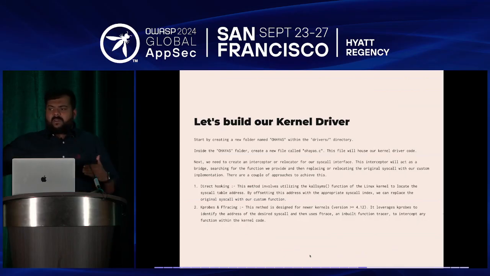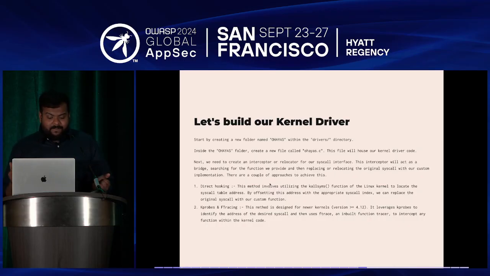What you can do is download any of these kernel trees from GitHub as open source. Go to your driver directory, create a folder called OHAYAS, and create a .c file. At the end of the talk, I can give you the GitHub link where we have created this as a POC, proof of concept.